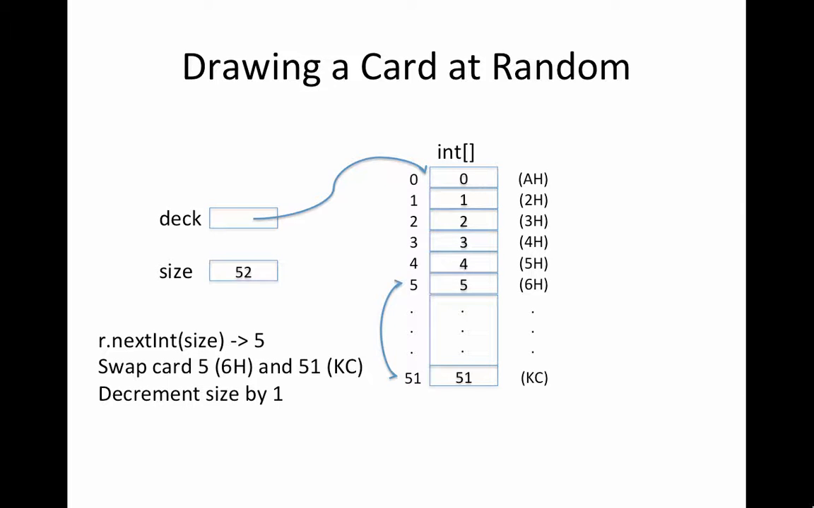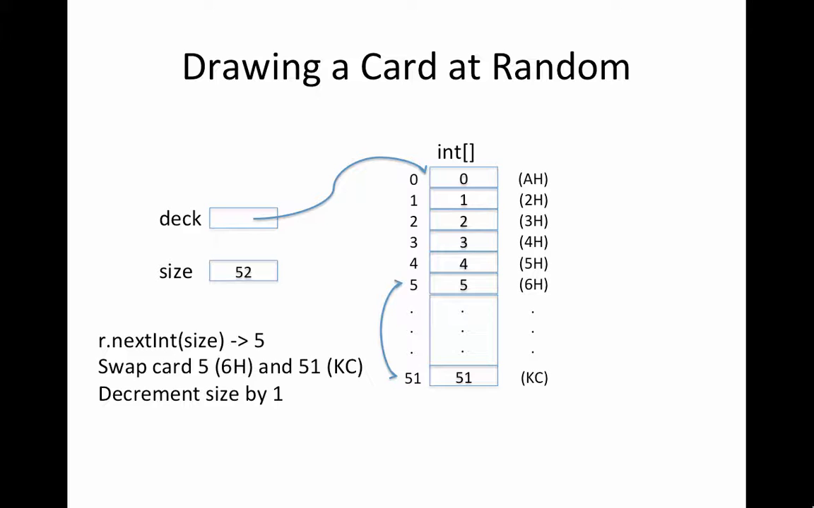If we want to draw a card at random, we are going to use the nextInt method from the Random class, as we have seen in a previous example. And we are going to use the nextInt method that takes a bound as a parameter. And that bound means that the random integer that the method will return to us will be less than the bound. So we use the size of this deck as this bound. And suppose, for example, that the random number that is returned is 5.